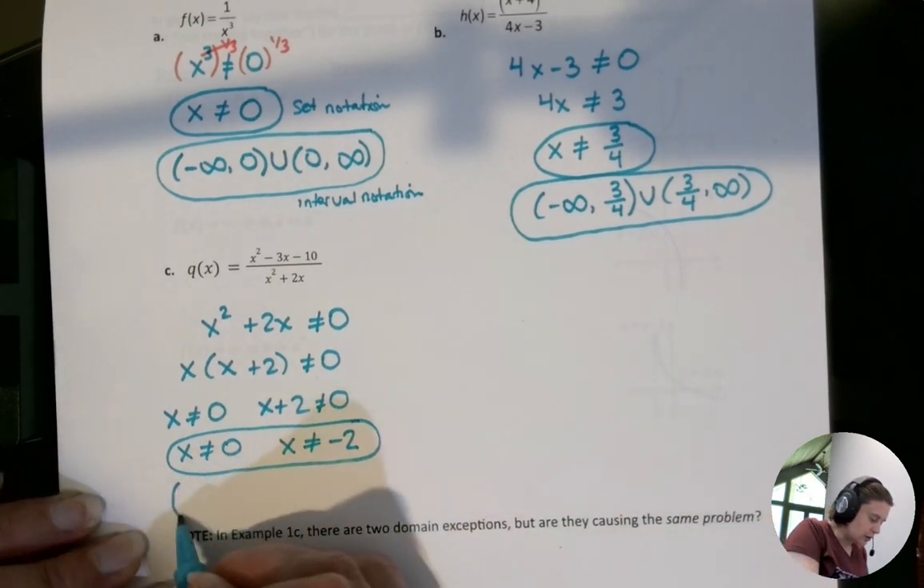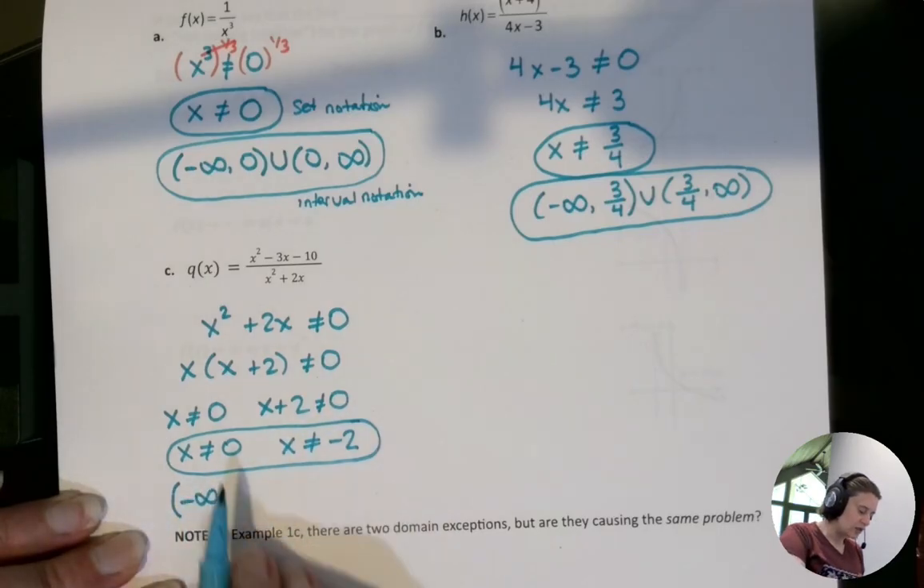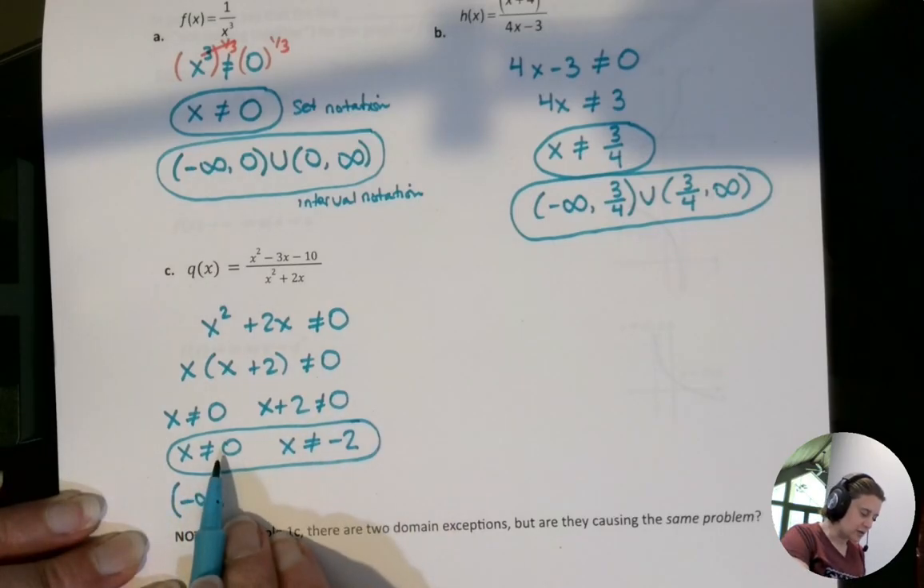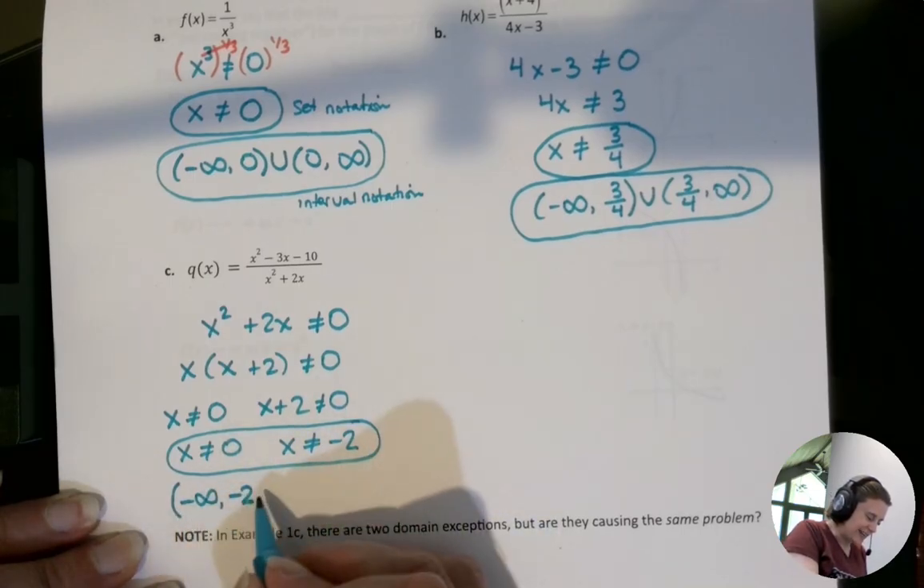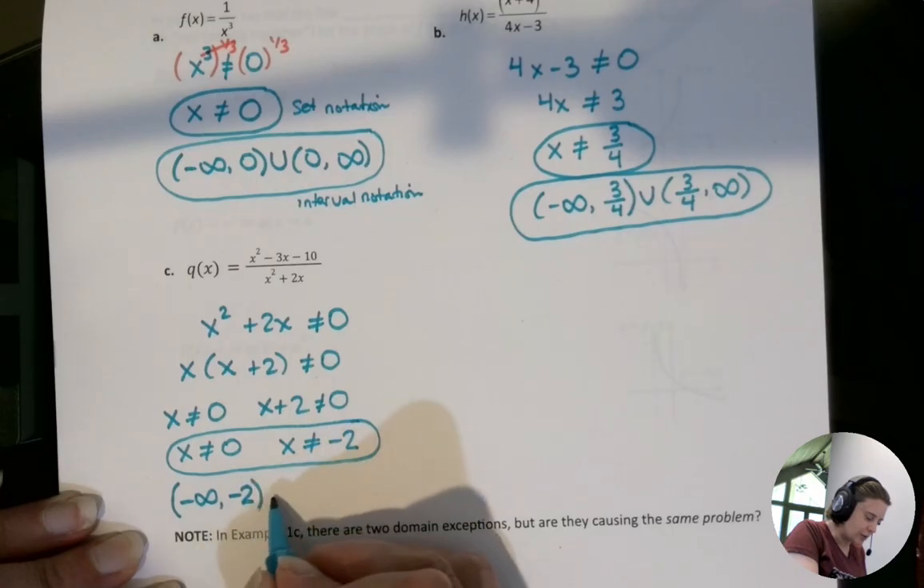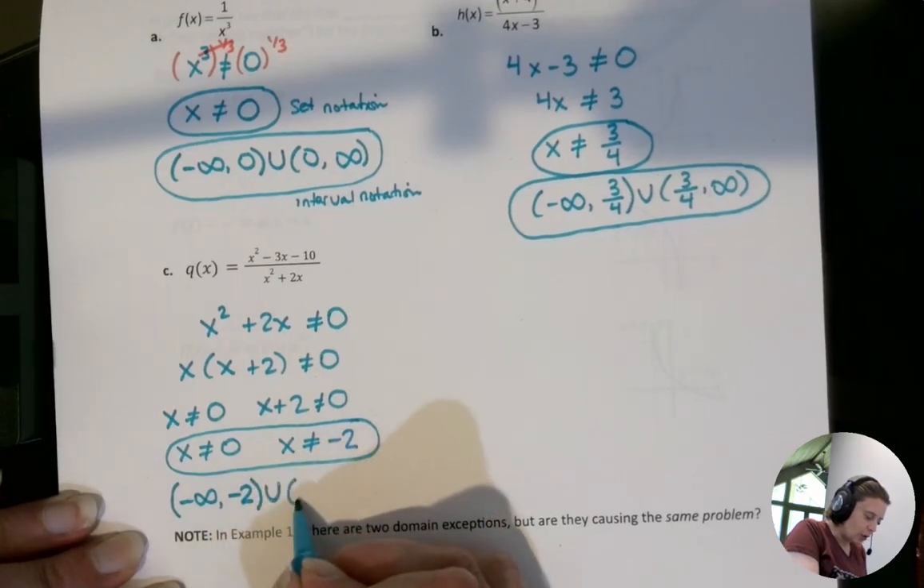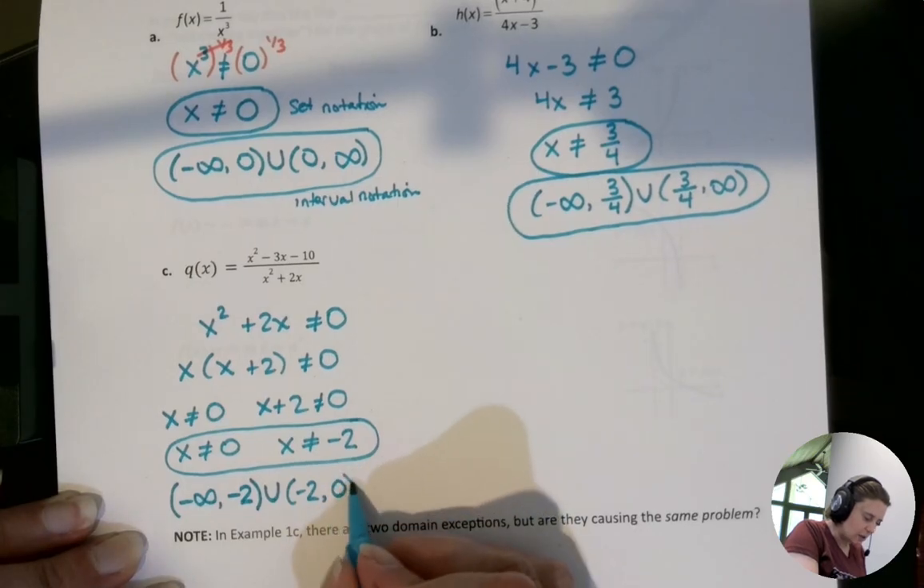So our interval would be from -infinity up to the smaller value I'm going to hit first. That's -2 in this case. So I'm going to go all the way from -infinity to -2, not included. Then we're going to go from -2 until we get to the next solution value, which is 0, not included.